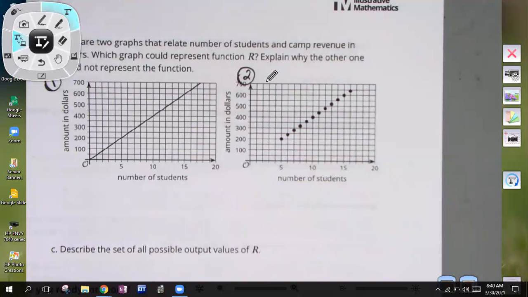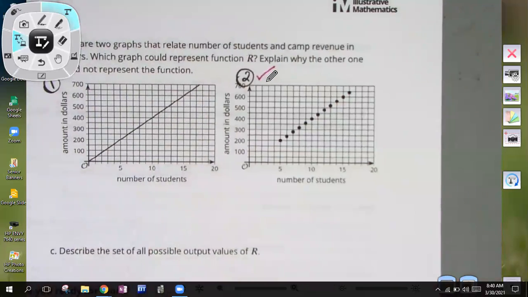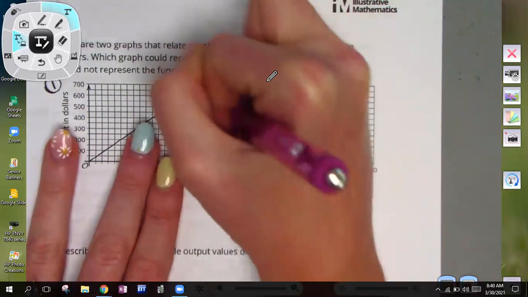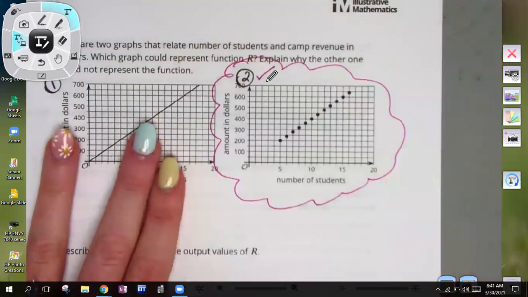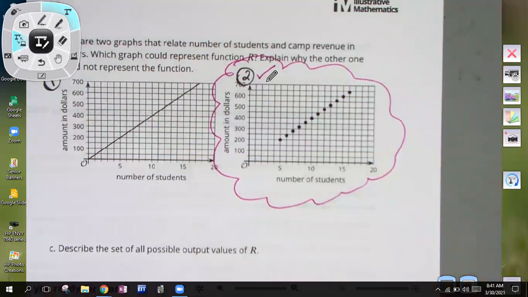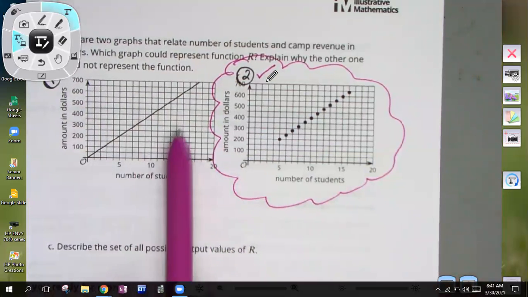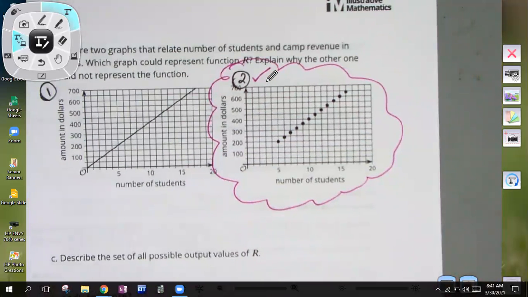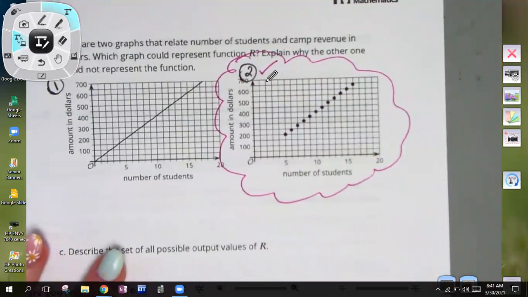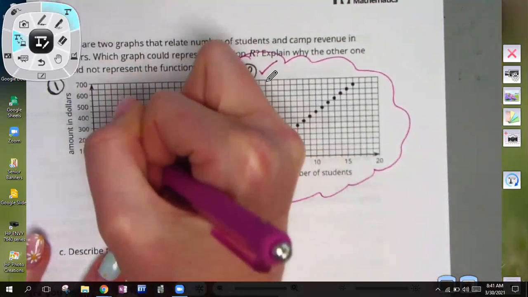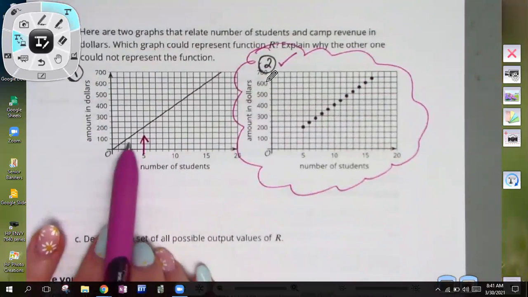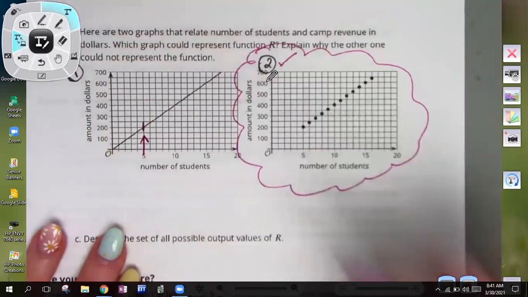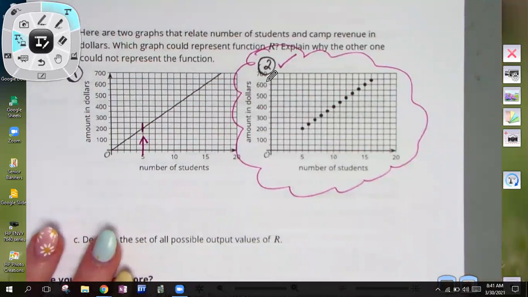All right, so which graph is it? Raise your hand, Kai. Graph 2, the far right. All right, so this is the correct graph. So let's talk about why this one is not correct. Why is this graph not correct? Lainey, give me one reason. Because you can't have under 5 students. Good job, Lainey. We can't have under 5 students, so our graph should have stopped right there. What's another reason that it is incorrect?